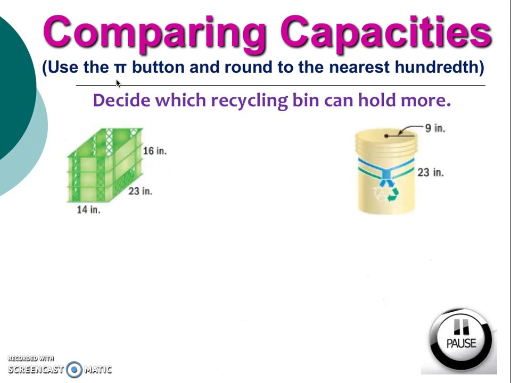Now let's try another one. Let's say that you have to pick between these two recycle bins. You've got a rectangular prism and a cylinder. They have their dimensions there. You have to decide which recycling bin can hold more. Again, if you have a pi button on your calculator, use that and round to the nearest hundredth. If you don't have the pi button, use 3.14 and then find the answer that's closest to what you have. We'll look at these tomorrow in class.